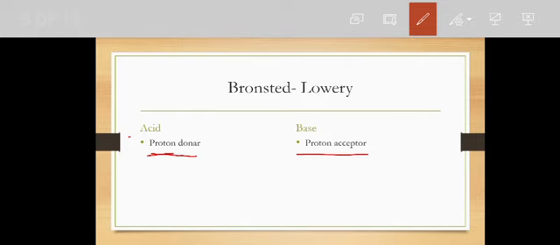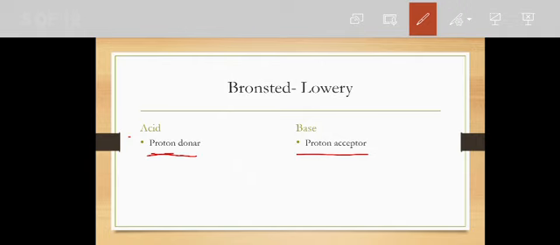So the species or substance which donates a proton, the proton donor, that particular substance is what? Acid. Any component which accepts a proton is nothing but what? The species or substance that accepts a proton is called a base. So what is the difference between acid and base? With the help of an example you can easily understand.